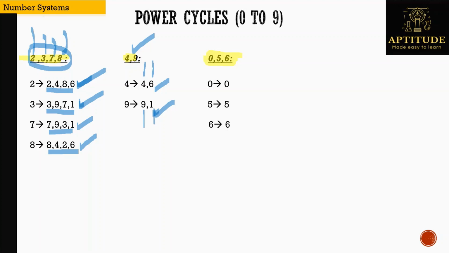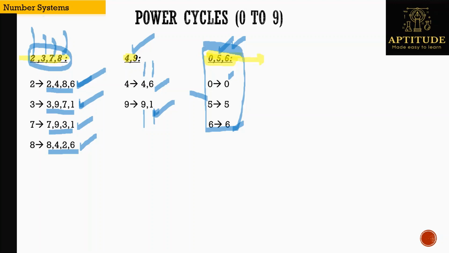And coming to 0, any power of a number ending with 0 will always end with 0. Consider 10 square 100, 10 cube 1000, 10 power 4 10,000, always ends with 0. So for these three values, no need to remember any power cycle. Whenever you see a number ending with these, you can simply answer that the power cycle will be the same digit. 5 power anything always ends with 5, 6 power anything always ends with 6. So 0, 5, 6 don't make any problem in solving the problems.